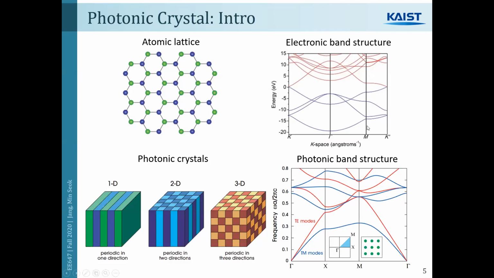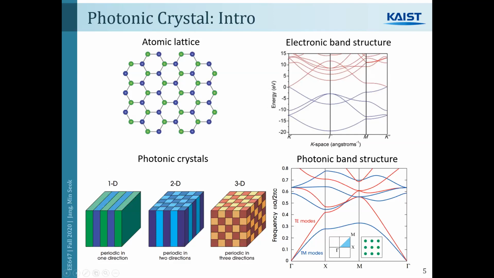Okay, so here the x-axis is the momentum of an electron, and the y-axis is the energy of an electronic state. So you can see the electronic states follow a specific energy-momentum relation, and this is a key to understanding the electronic properties of solid materials.